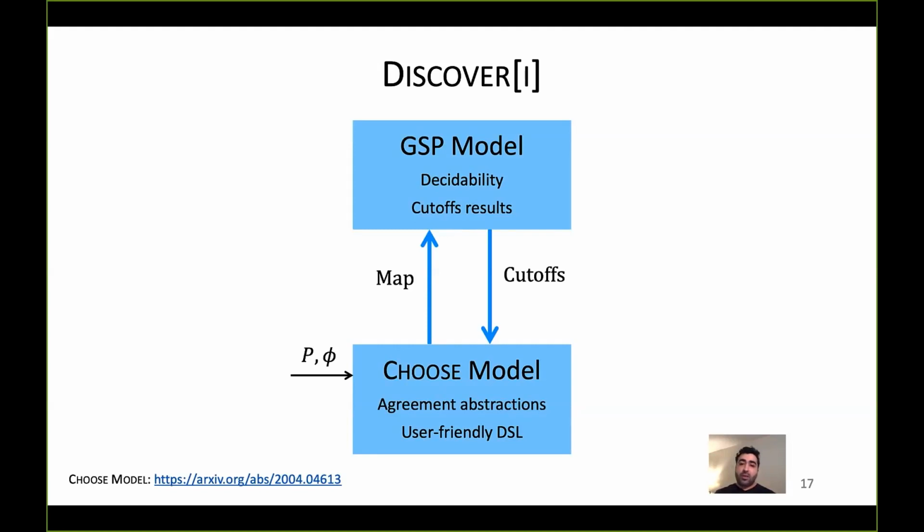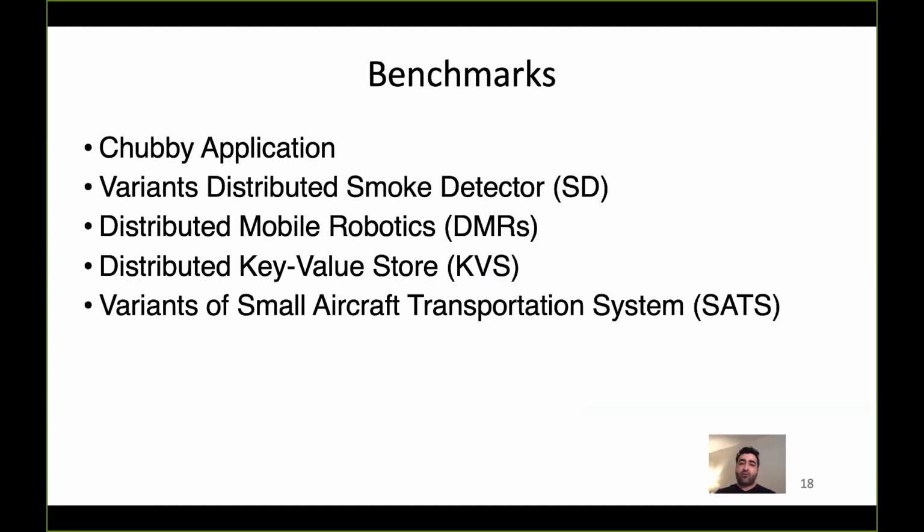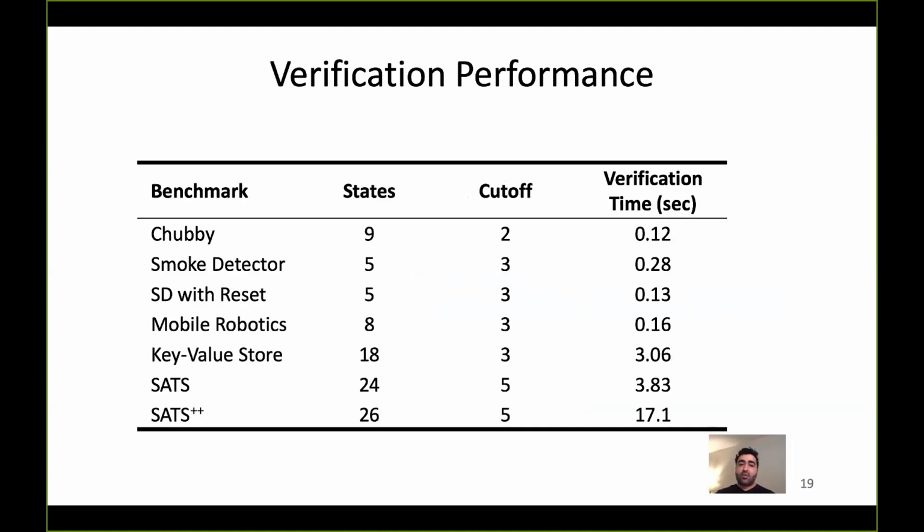So we actually implemented this and we tested it over a set of benchmarks, including Chubby application, distributed key value store, and so on. And it turned out that all such systems are in fact well behaved, so they fall in the decidable fragment in the GSP model, and that the cutoff values for such systems did not exceed 5 processes, which means that the parameterized verification was reduced to a verification problem that was in fact efficient. So if you look at the verification times, you can see that they are reasonable.